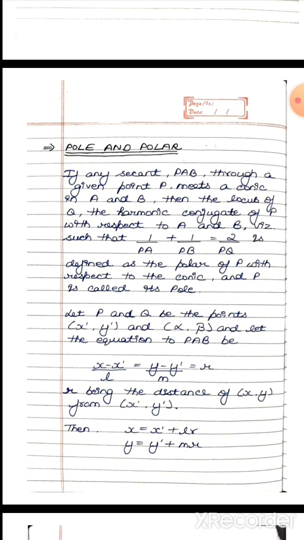Let us take P and Q to be the points (x', y') and (alpha, beta), and let the equation of PAB be (x minus x')/l equals (y minus y')/m equals r, r being the distance of (x, y) from (x', y'). Then we get the values x equals x' plus lr, y equals y' plus mr.